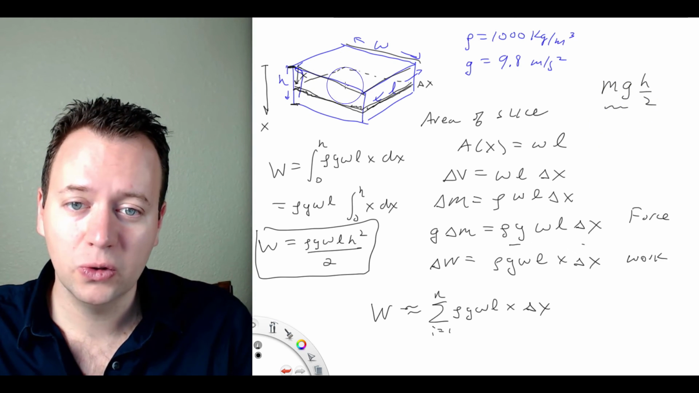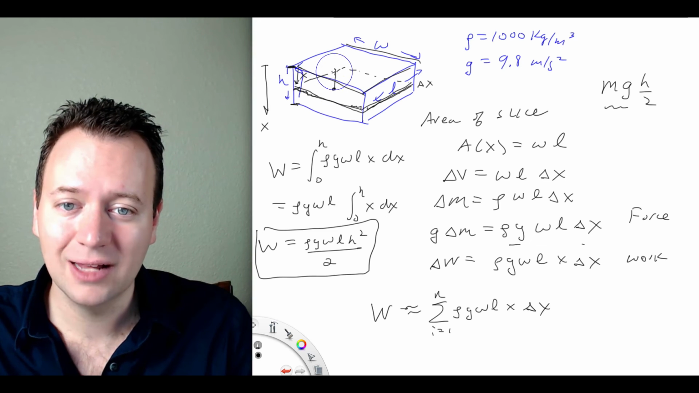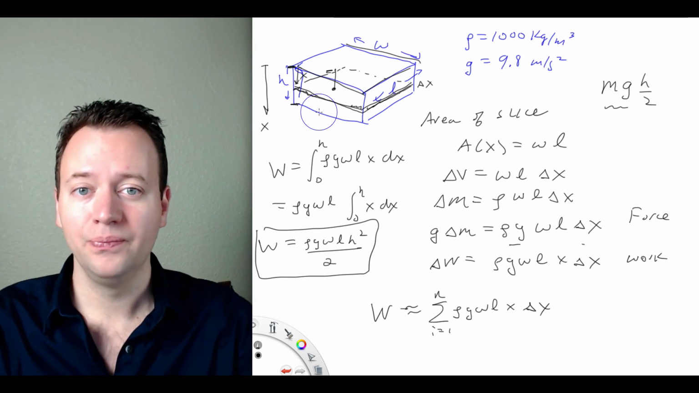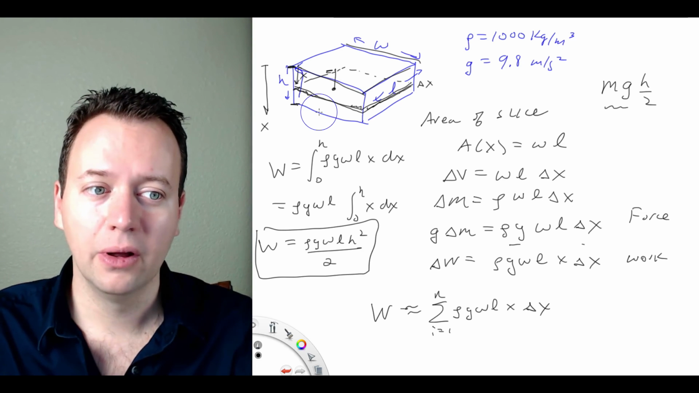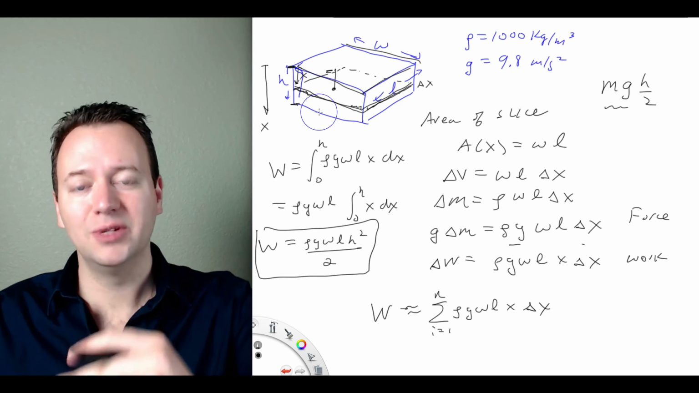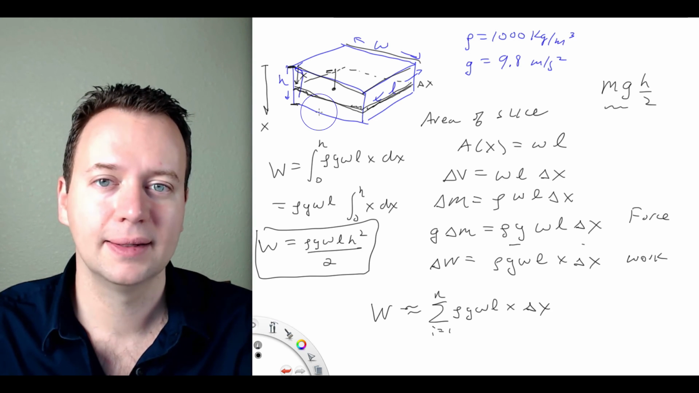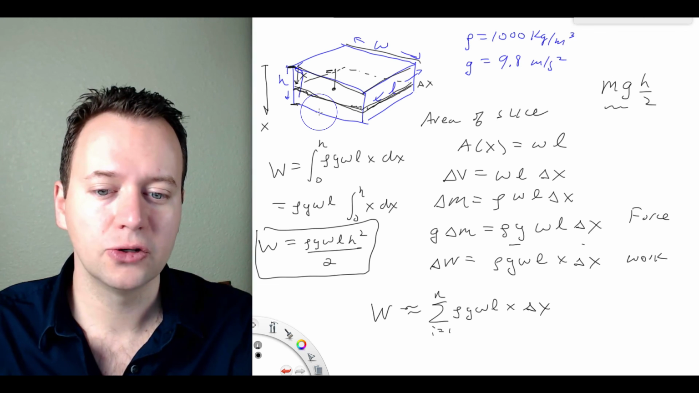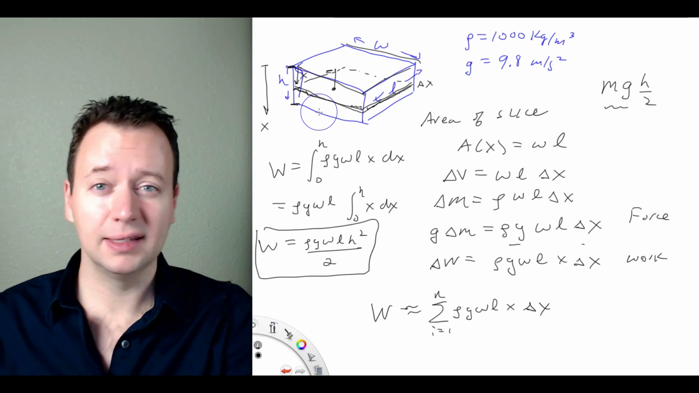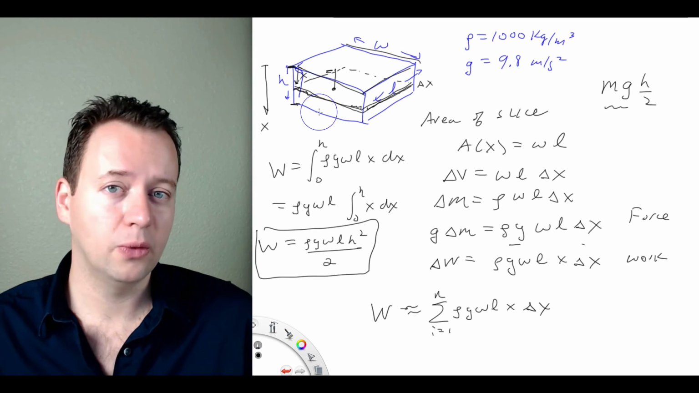Now h over 2 is the distance that the center of mass of the water in the pool has moved. So we have this interesting observation that this formula is actually equal to just the total weight times the distance moved by the center of mass. And so perhaps that shouldn't be too surprising, but it's always nice when we get a result that kind of makes sense with physical intuition. Why would it be anything else?